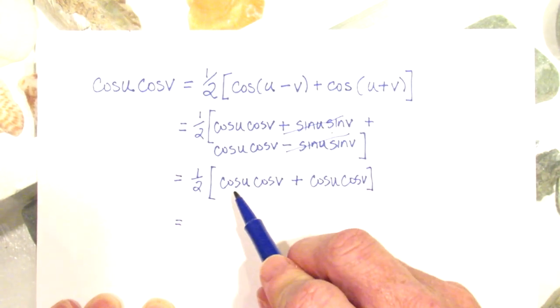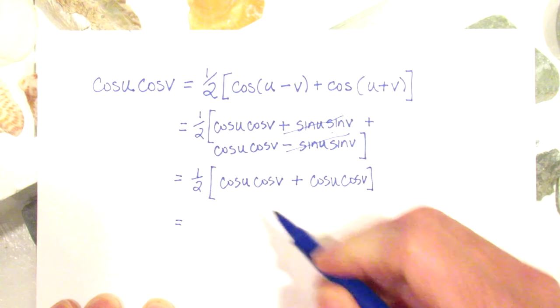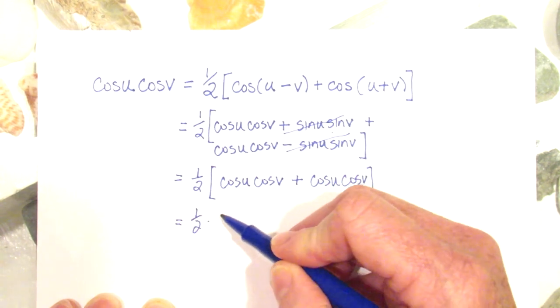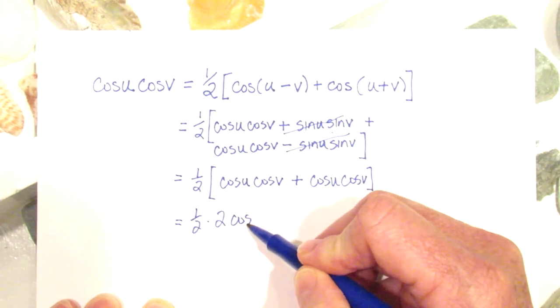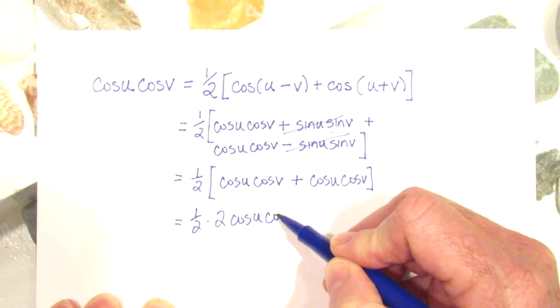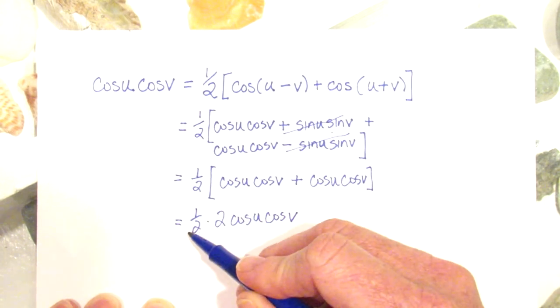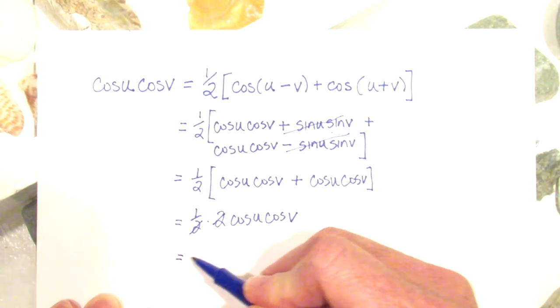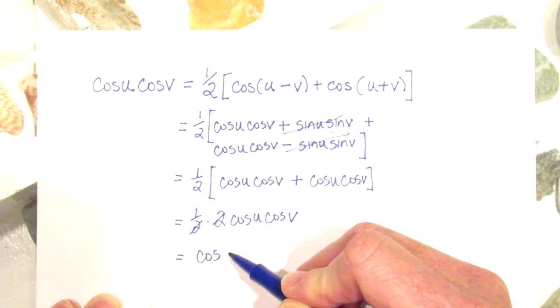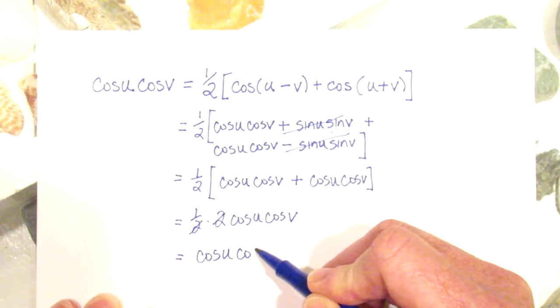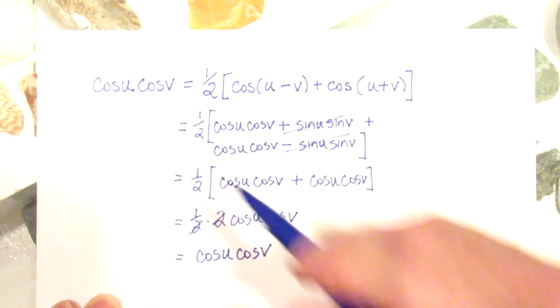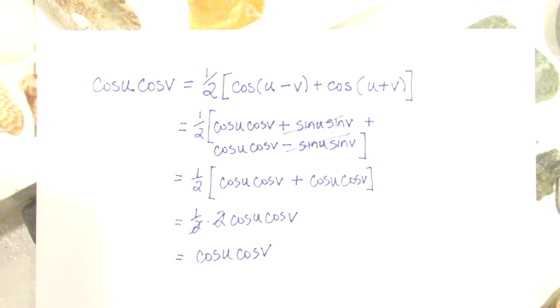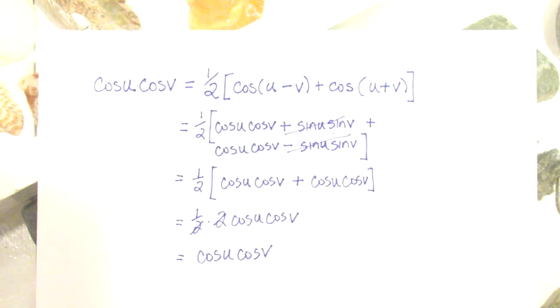And what do you know? These are the exact same expression. So I have 1/2 times 2 cosine of u times cosine of v, and my 1/2 and my 2 cancel out, and that leaves me with cosine of u times cosine of v, which is exactly what I had on the left side of the equal sign. So that's an example of using algebra to verify an identity.